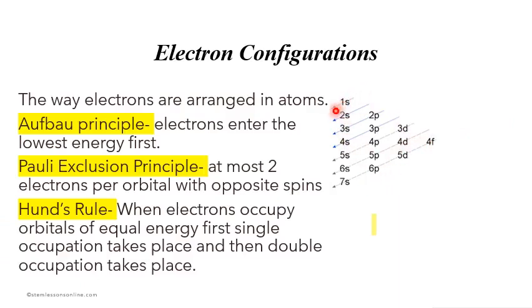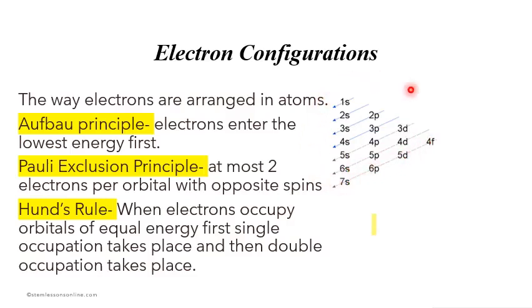That means electrons should go first into the 1s orbital, and then into the 2s orbital, and then 2p, 3s, 3p, 4s, 3d, 4p, 5s, 4d, 5p, 6s, and 4f, 5d, 6p, and 7s.